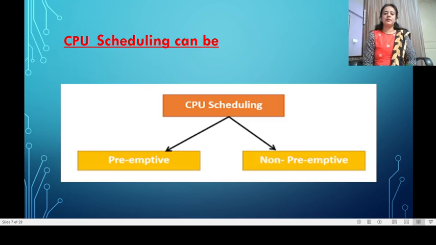In CPU scheduling, there are two types. One is preemptive scheduling and another one is non-preemptive scheduling. Let us discuss what the preemptive scheduling features and non-preemptive scheduling features are.